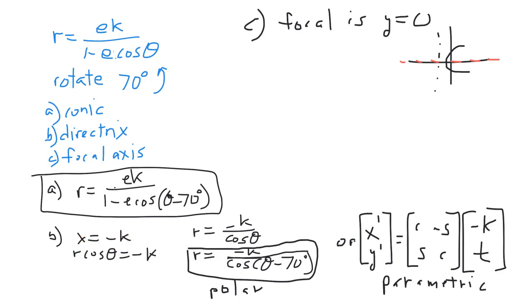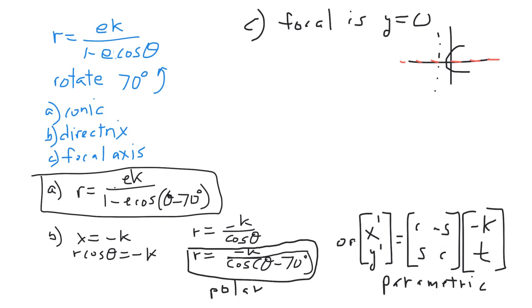Of course, we could go back to what we did in 8.4, where we would write our line in parametric form, x equals minus k and y equals t, and we could use cosine, minus sine, sine, cosine of 70 degrees. Now that would be a positive 70 degrees that we would use here. And we could do the matrix multiplication, and we could get an answer in parametric form for our new directrix.